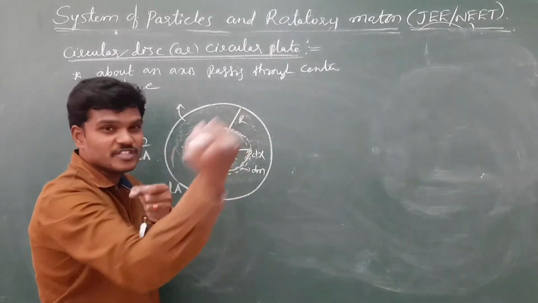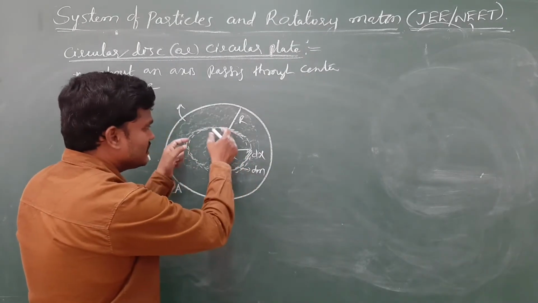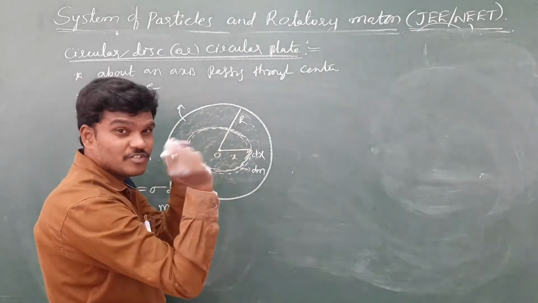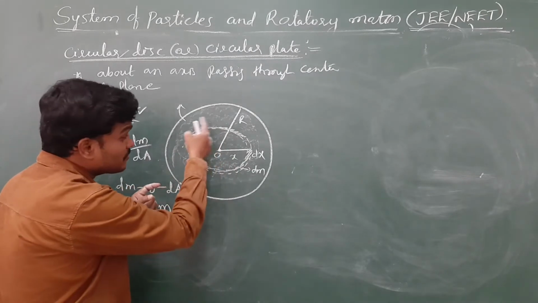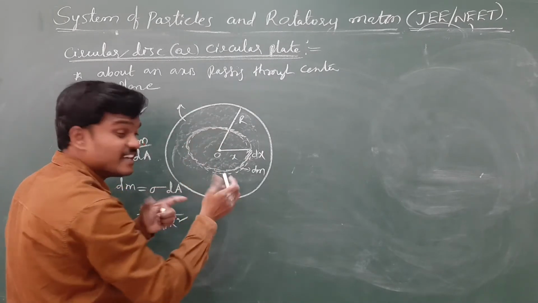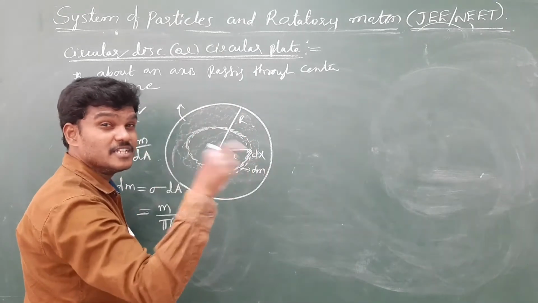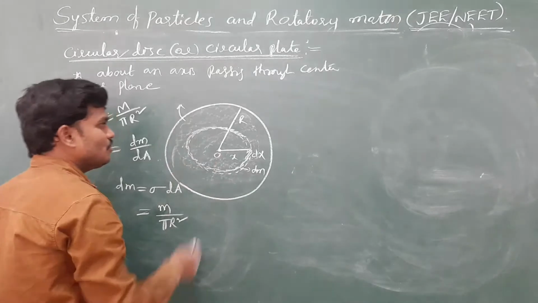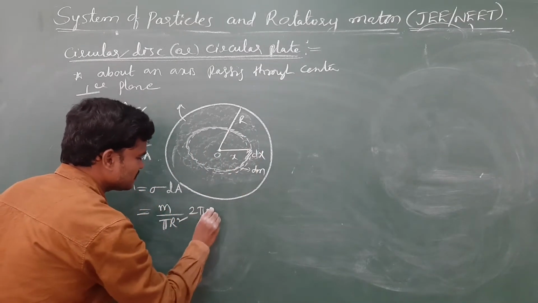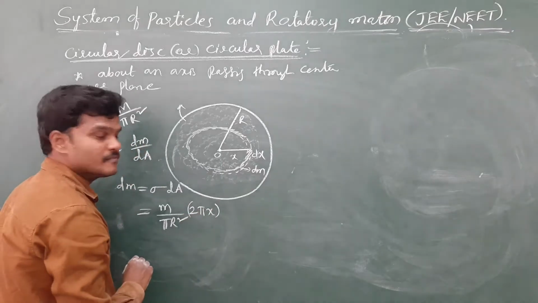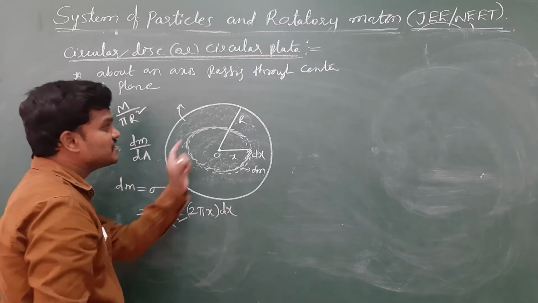Take that small part outside, cut it and place it on its surface. Find out the area of that small part. The small part is like a ring. That ring has length and thickness, and that length and thickness will give the area. So the length of this small part is 2 pi x and the thickness is dx. So this is the area of the shaded region.